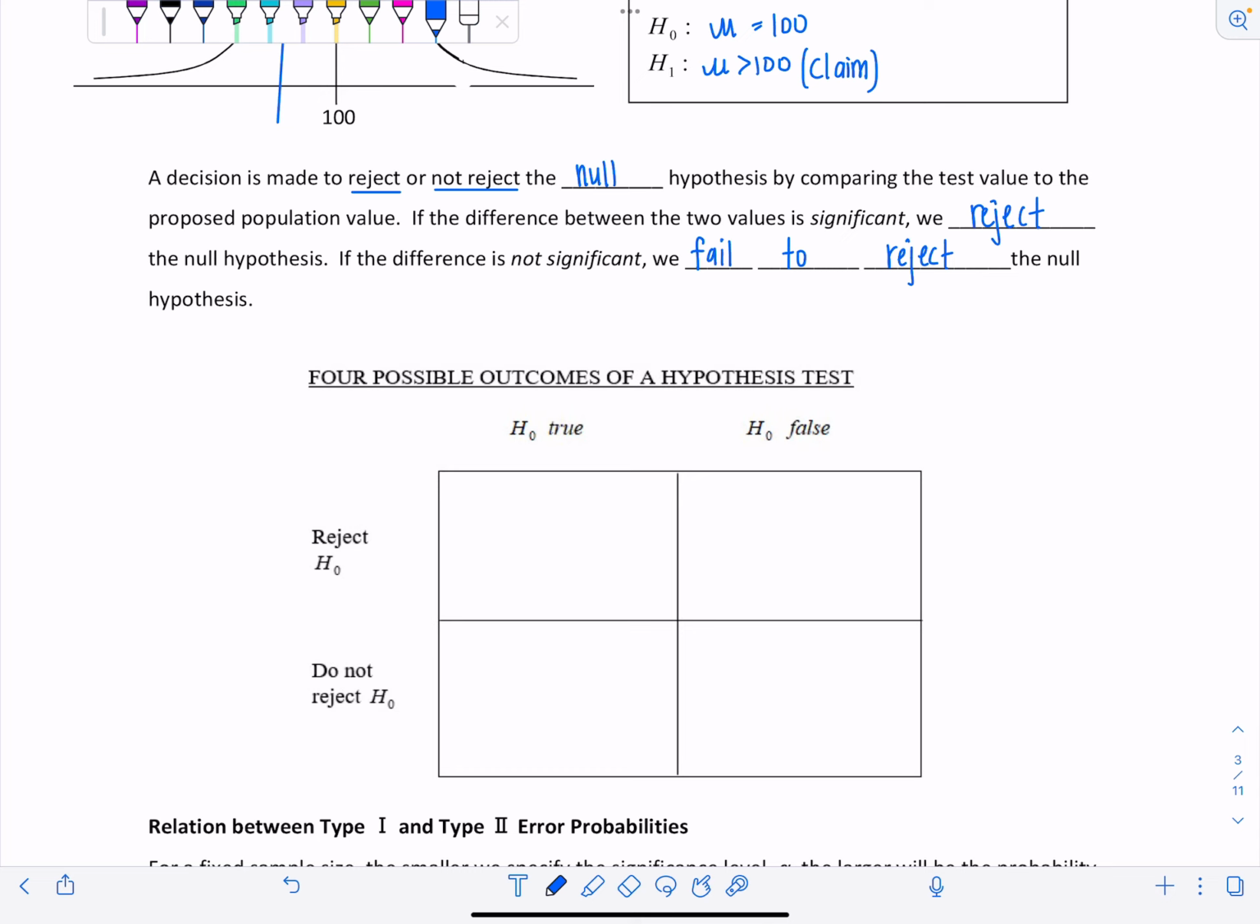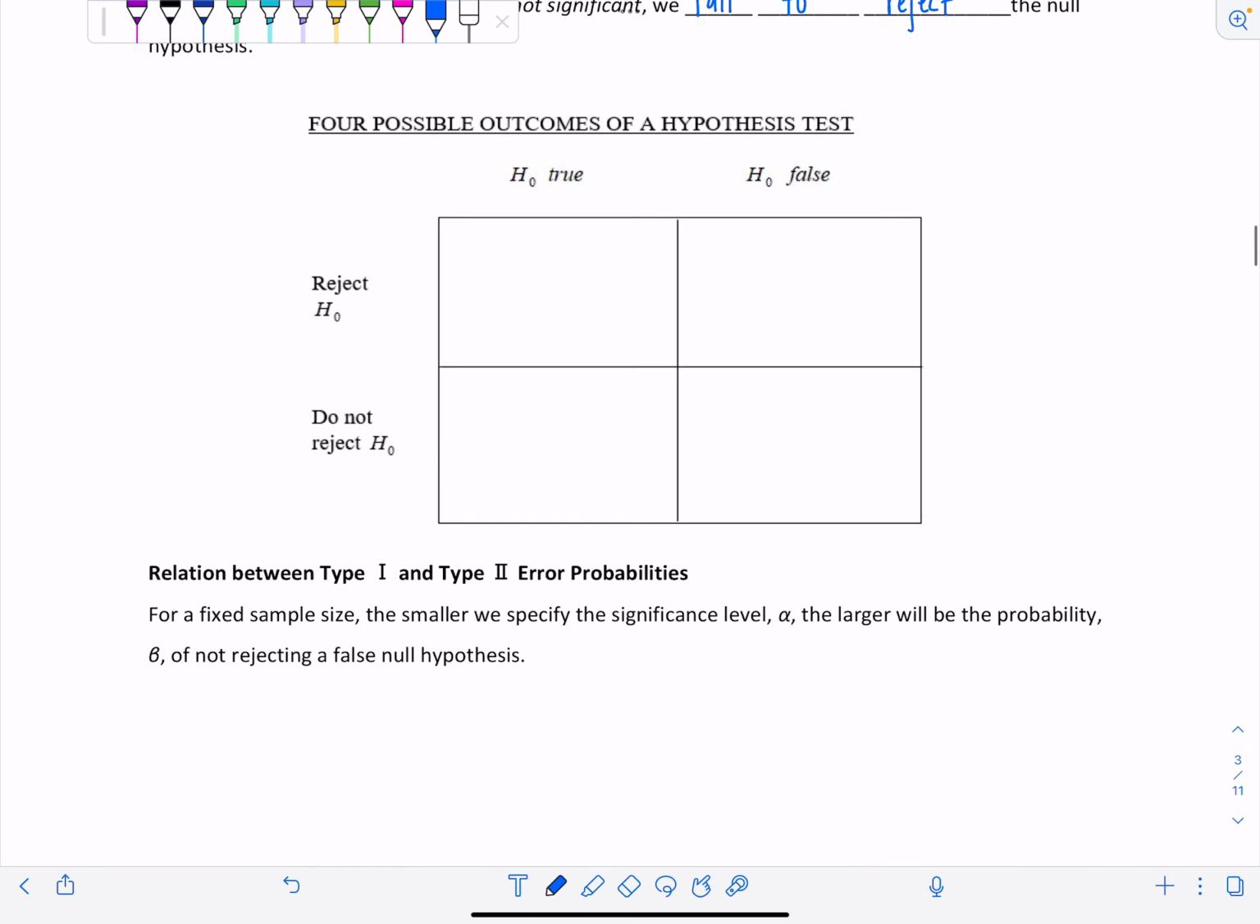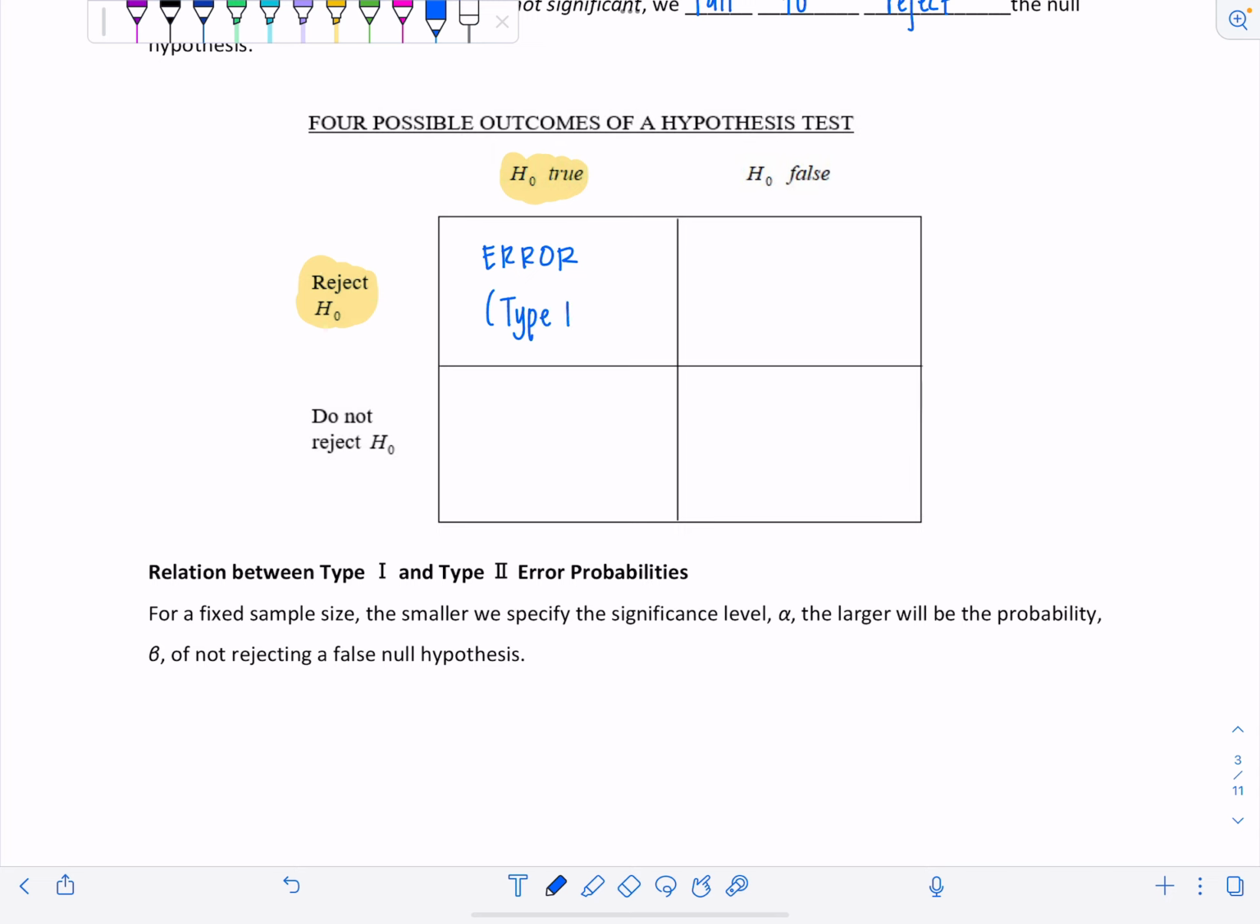Now, there are 4 possible outcomes when you're conducting a hypothesis test. So let's look at each of these. I've organized them into a little chart. So say the null hypothesis is true, and you reject it. Did you make the right decision? It's true and you rejected it. No, that's an error. Uh-oh. We call this a type 1 error. However, if the null is true and the decision is fail to reject or do not reject, then that's the correct decision. Yes? Okay. Yay. Of course, you'll never know.